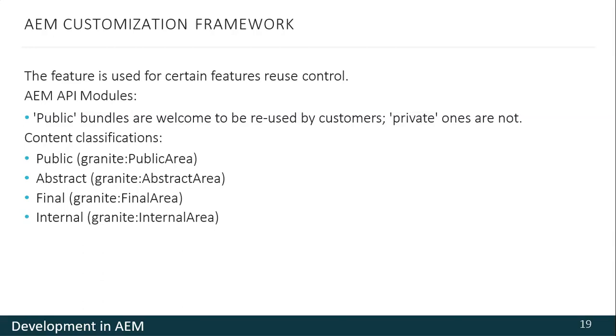These classifiers are: public, safe to overlay, inherit, or use directly through a property; abstract, safe to overlay, inherit but couldn't be used directly; final, cannot be overlaid or inherited but still could be used directly; internal, no actions allowed at all.